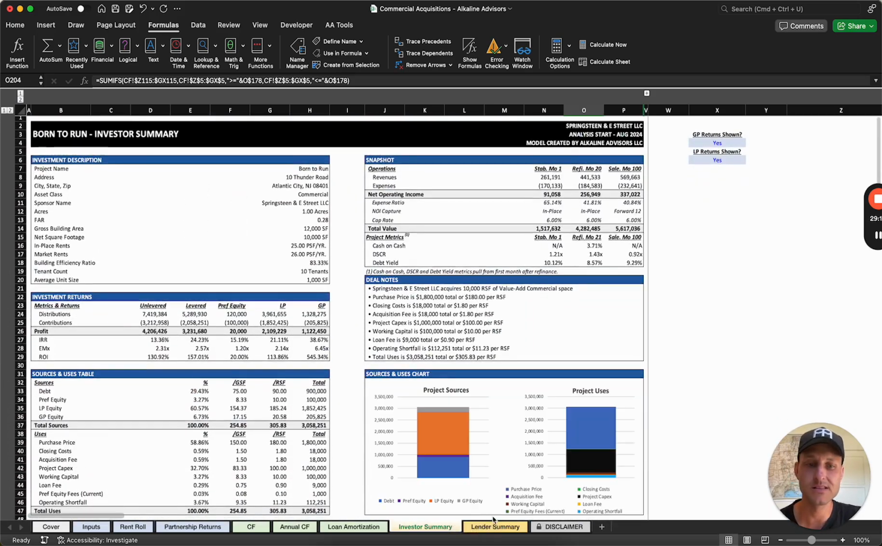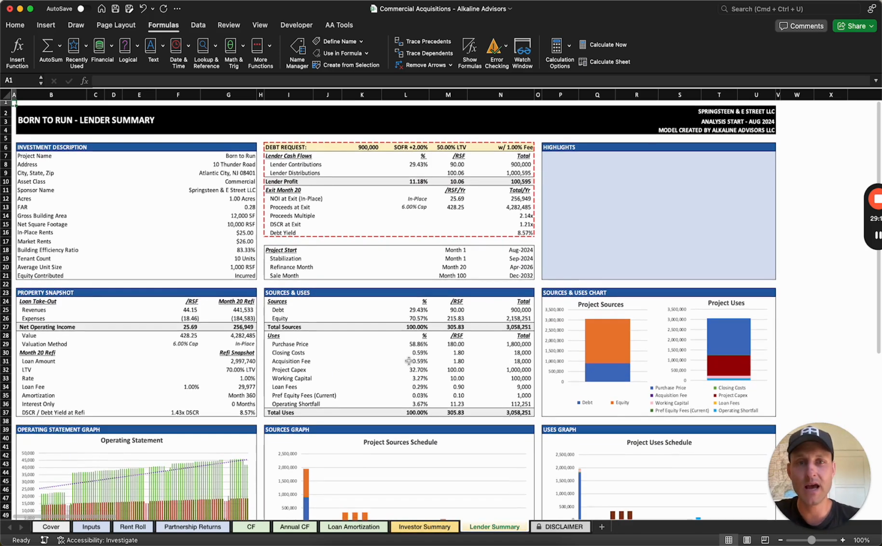And then the second to last tab, I should say, is the lender summary tab. So very similar to the investor summary tab, but this is more so from a lender's perspective. It doesn't have as much information, and we try to break it out based off of the debt request, right? So the debt request of the acquisition loan is $900,000. It's SOFR plus 200, 50% LTV with 1% fee. And then what the lender's contributing, what their distributions are, what their profit is.